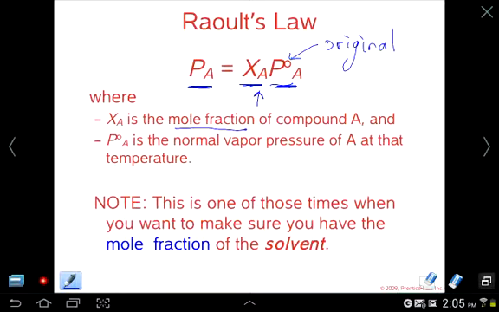Now this is important because this is the mole fraction of the solvent, not the solute, not what you're putting in solution, but what was the solvent, what is doing the dissolving, what was in the solution to begin with. This is actually a very important point, and we'll do a little example of this here to solidify that concept.